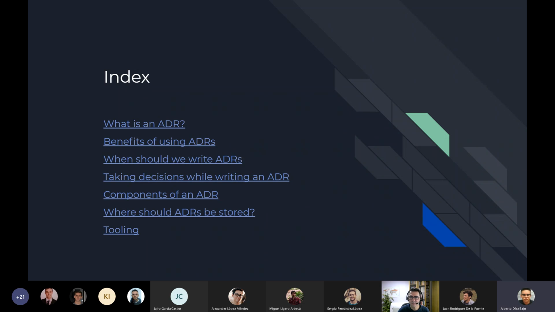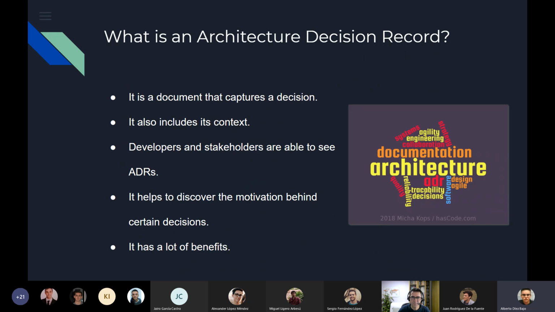These are the topics that we are about to discuss. And the first is, what is an architecture decision record? As you can see in the slides, it is a document that captures a decision, but it also includes the context of how this decision was made, how we reached the decision, and the possible consequences of adopting it. As a consequence, at the end, we will have a list of those decisions that are significant. I mean, those that affect the structure, dependencies, interfaces, etc.